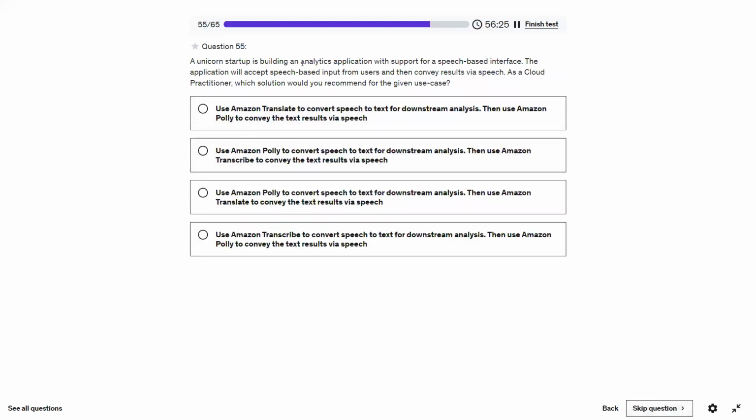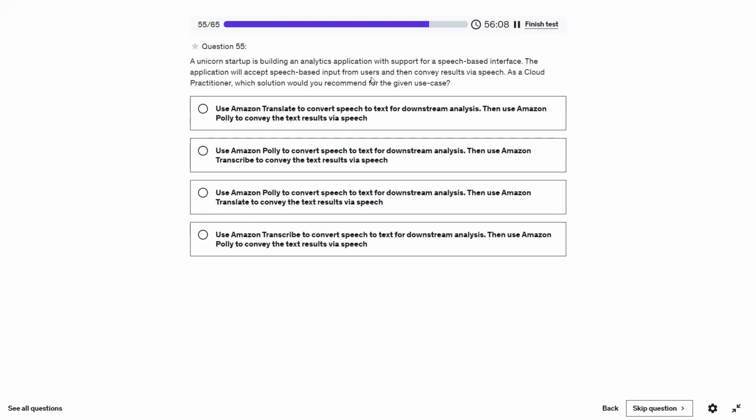A unicorn startup is building an analytics application with support for a speech-based interface. The application will accept speech from the user and convey the result as speech. So we need to take the speech and convey the result as speech. So how will we do it?